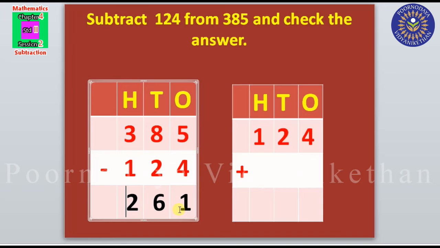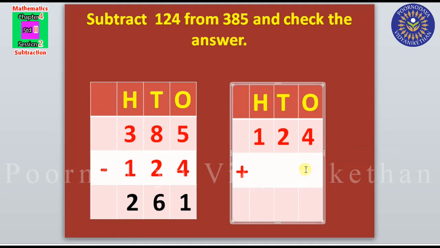Now we are going to check the answer. How can we check the answer? Add the difference to the smaller number. I have written the smaller number here, 124. Then below that you have to write the difference we got. What's the difference? 261. In ones place there is 1, in tens place there is 6, and in hundreds place there is 2.